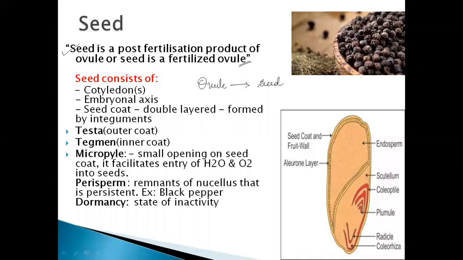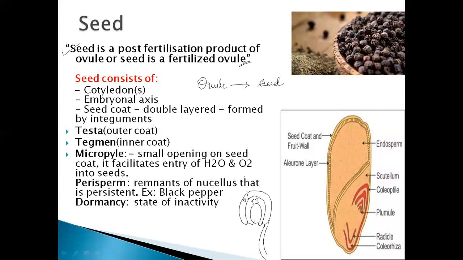Now, the seed coat is double layered. Double layer means two layers formed from the integuments. You remember, students, integuments were present. This is the megasporangium and these are the integuments presented, the two coverings for the ovule. This is the outer integument. This is the inner integument. Outer integument and inner integument.